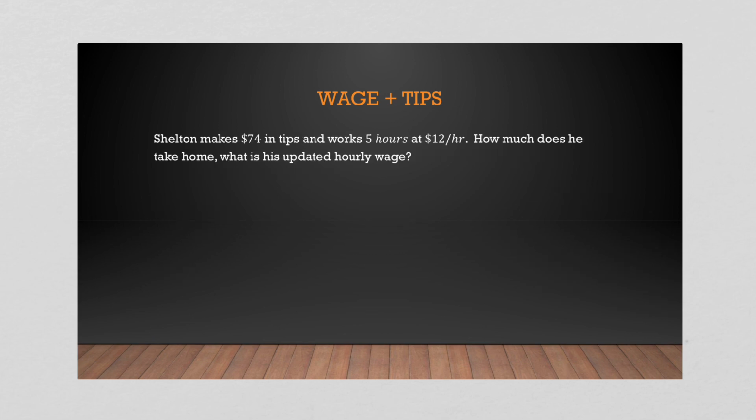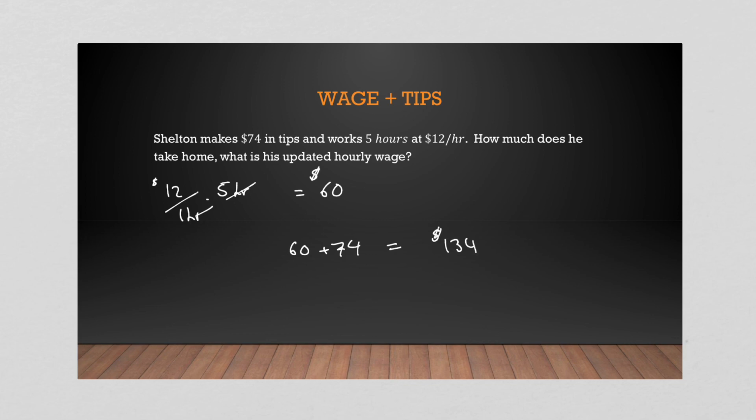So let's do one more. Sheldon makes $74 in tips and works 5 hours at $12 an hour. How much does he take home? What's his updated hourly wage? So again, $12 an hour times 5 hours is $60, but then also $74 in tips. So take home is $134. That's not bad for a 5-hour shift.